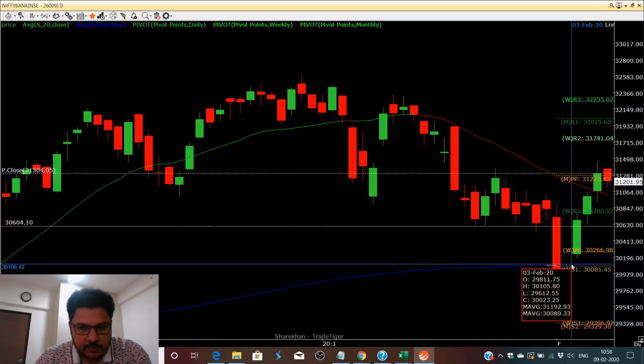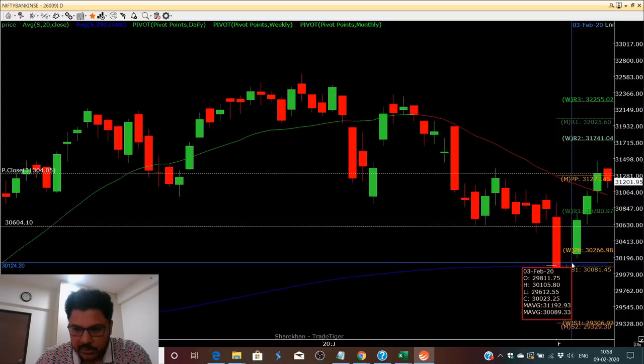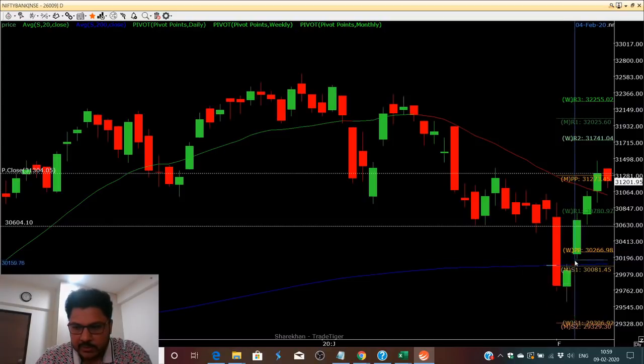People who are on a positional, like big players and all, must have placed an after-market order above this level, and most of that would have been triggered, and that's why there is a small gap and the market rallied up.